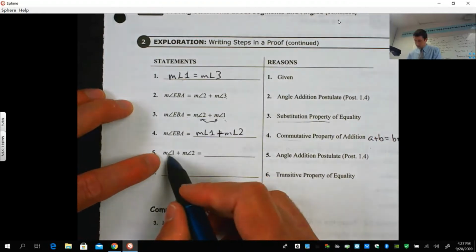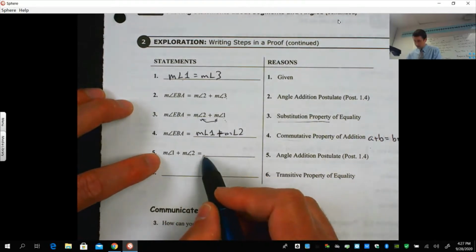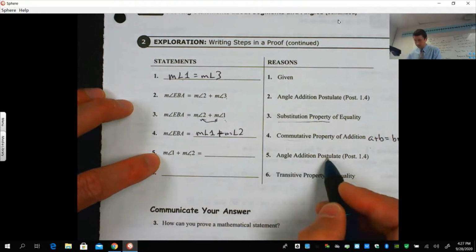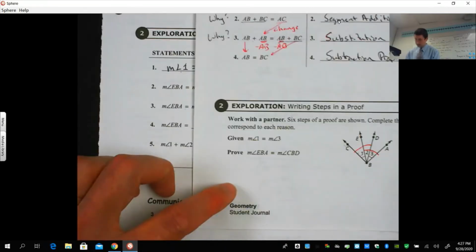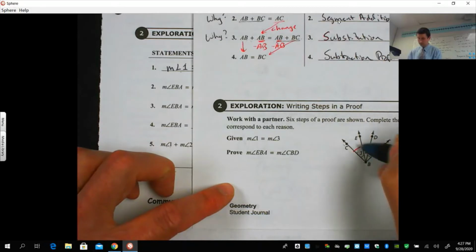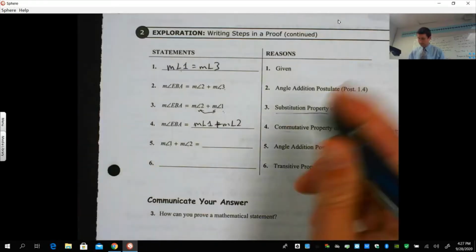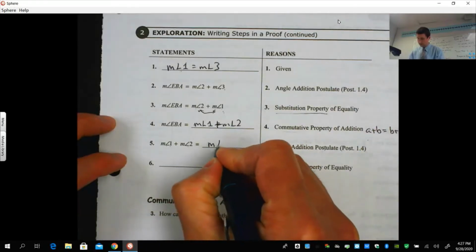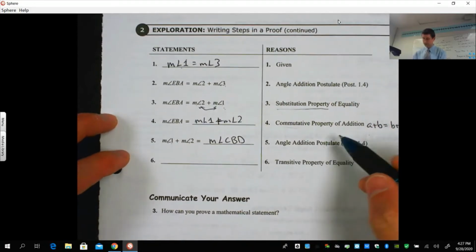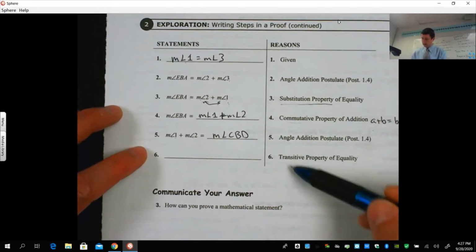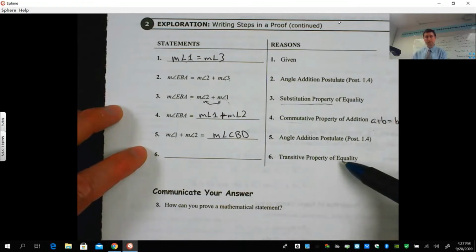Okay, measure of angle 1 plus the measure of angle 2 equals, angle addition postulate. So these are two smaller angles, and they have to equal a bigger angle. So 1 plus 2 equals CBD. So that equals the measure of angle CBD. Angle addition postulate. Okay, now they use the transitive property of equality.